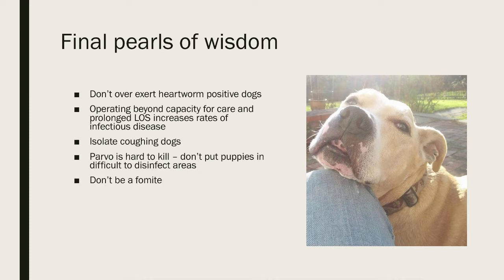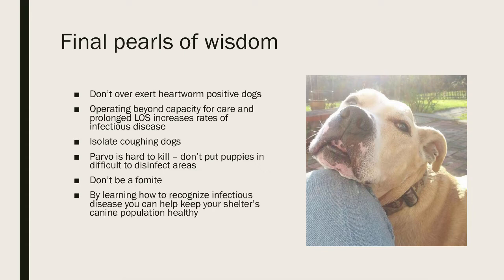And don't be a fomite. As a staff member and volunteer, if there's one thing you really take away, it's that you should think of yourself as a potential vehicle for disease transmission and make sure that you're doing your best to prevent that. And by learning how to recognize all the infectious diseases, you can help keep your shelter canine population healthy by really communicating with the medical staff and being an extension of what they can do, because your medical team is usually fairly small, and if they have you guys out there as sentinels and little detectives investigating everything, you can do a lot to help their population as well.